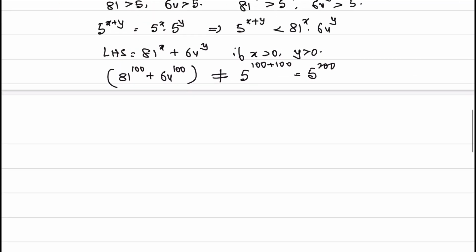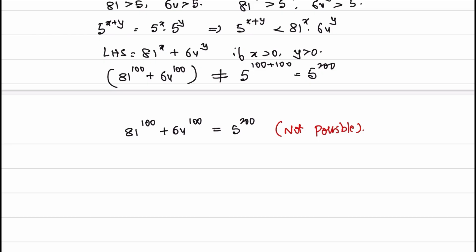Can we say at any point of time 81 to the power of 100 plus 64 to the power of 100 will be equal to 5 to the power of 200? Or for that matter, for any value, it's not possible. That means this curve cannot lie in the first quadrant.